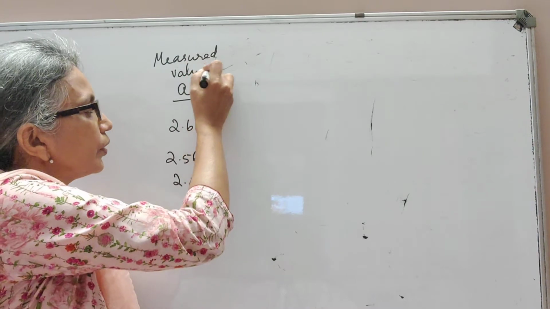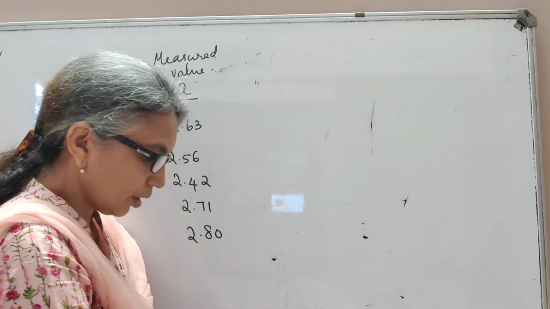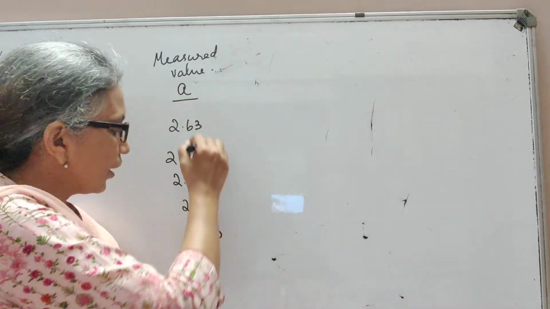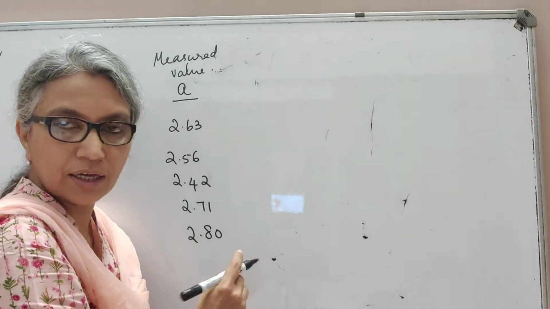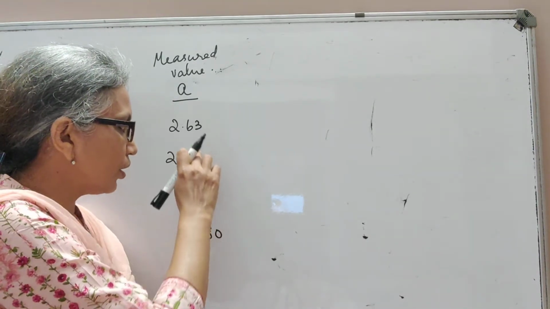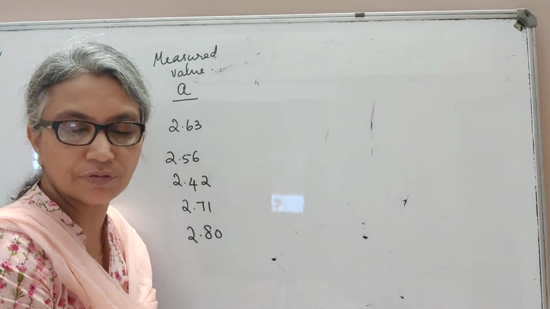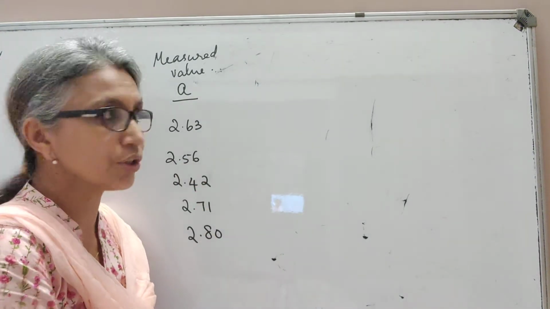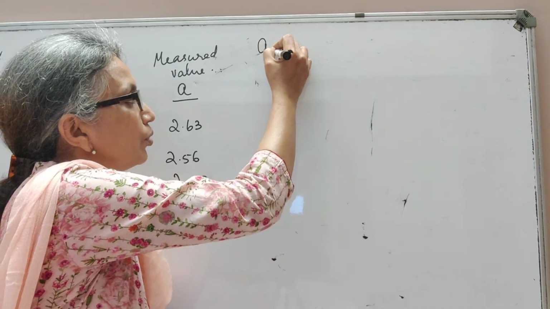Okay. Now next one, you are going to take the mean average of this. How do you find the average? You add each one, and because there are 1, 2, 3, 4, 5 readings, you divide by 5. You will get the average. And that is what I'm going to do now.